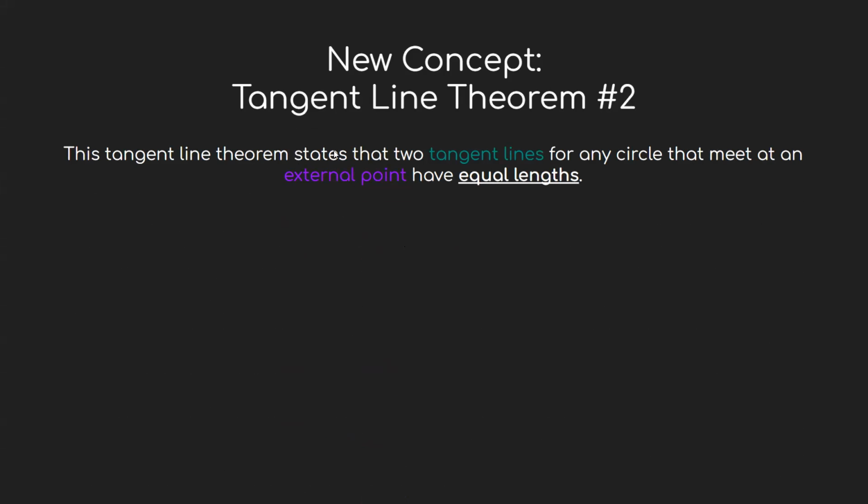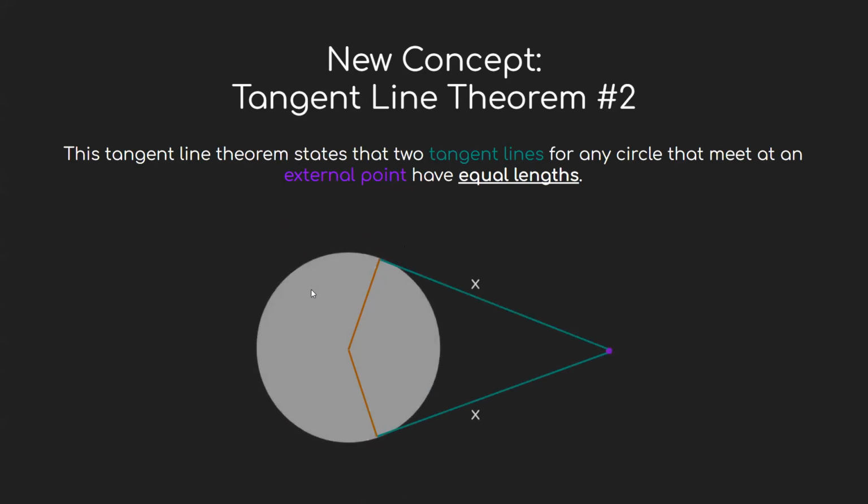And the second theorem states that two tangent lines for any circle that meet at an external point have equal lengths. Okay, this one's a little bit more to process, but let's look at the diagram. Two tangent lines, and this is marked in green, so this tangent line and this tangent line that meet at an external point out here, so this purple dot, have equal lengths. And that's why I've put an X here and an X here, because I know that this tangent line and this tangent line are equal because they meet out here and they're both tangent to the same circle.